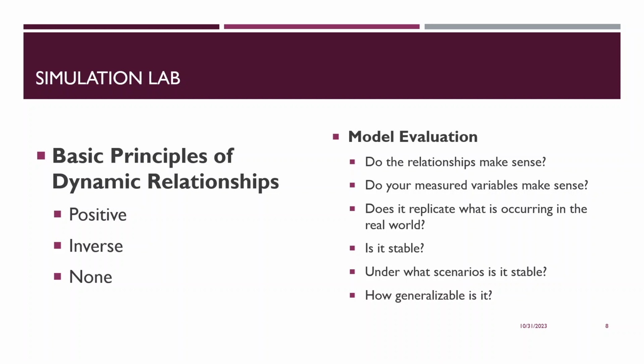What you want to be thinking about, and this has applicability to machine learning as well, is that when we do model evaluation or AI model evaluation, we always ask: do the relationships make sense? Does the model make sense? Are the variables making sense? Is it actually a good approximation of what's going on in the real world? Is it a stable model? Under what scenarios is it stable?